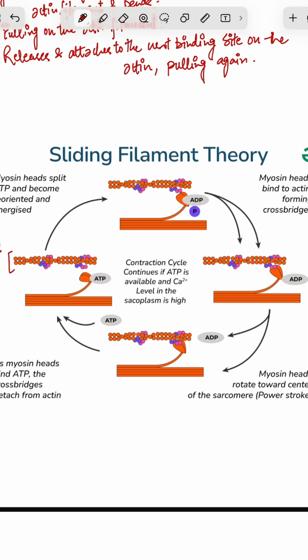So this was the whole sliding filament theory. It is explained in a very simple and clear way.